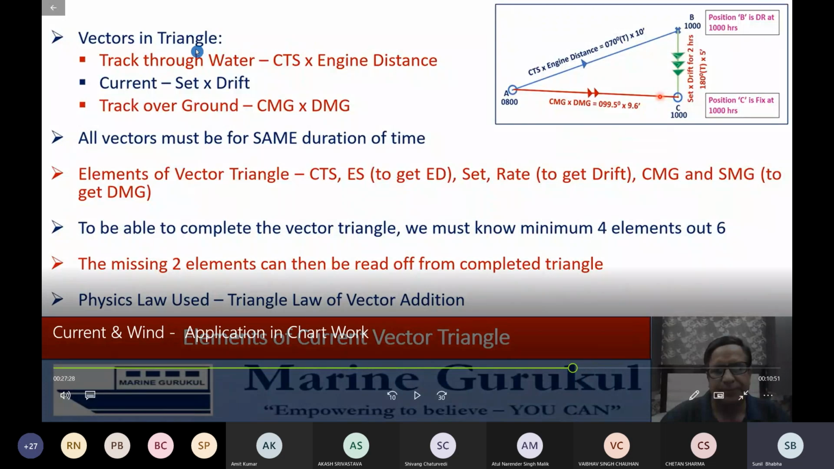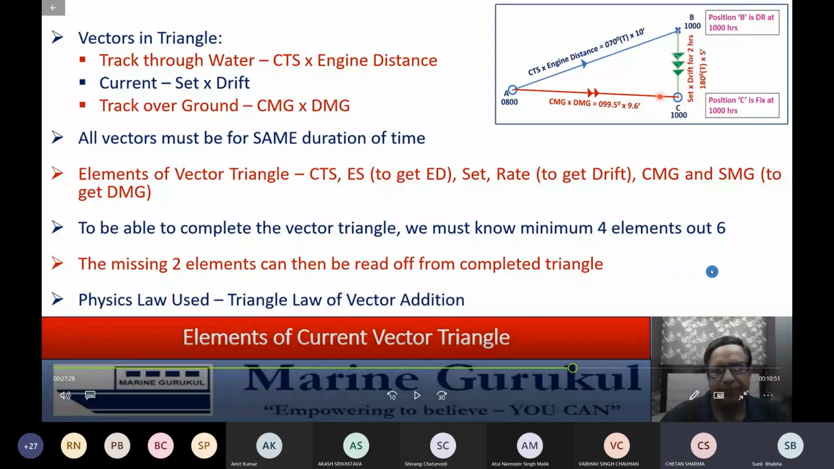So any doubts in this particular slide, beta, up to here? Okay, very good. So let's proceed ahead now.